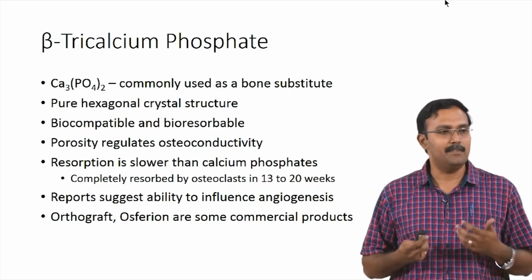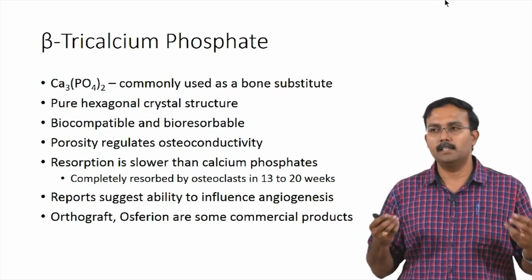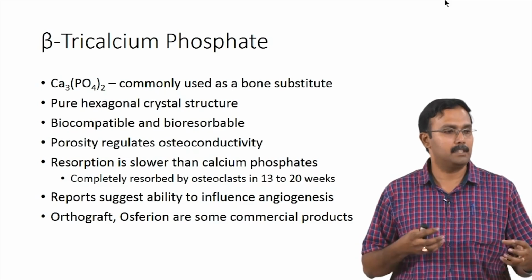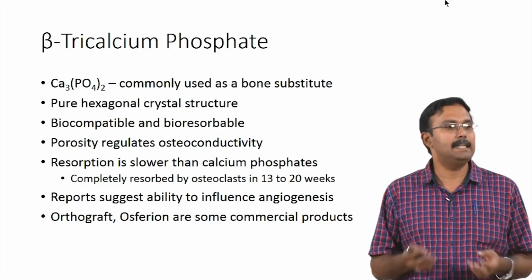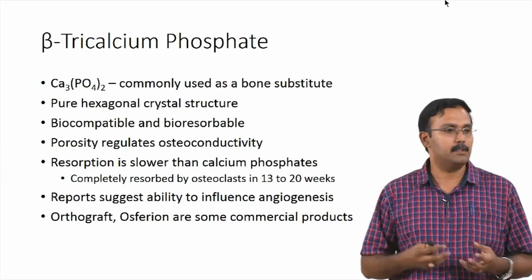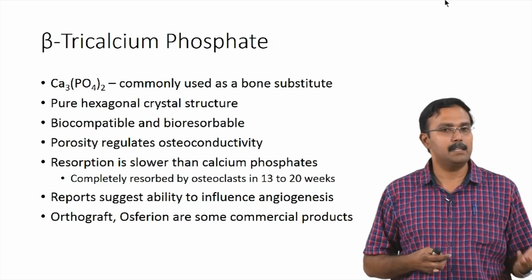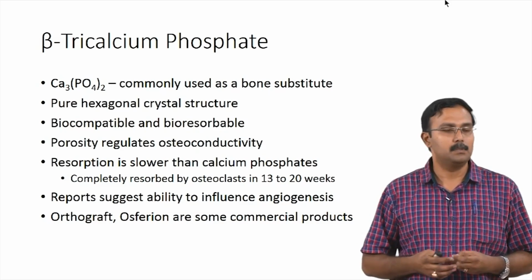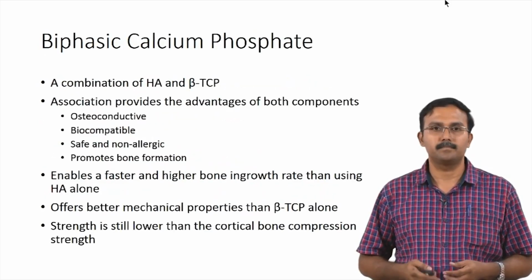Bone is actually a very highly vascular tissue. So, it has a lot of blood vessels, and it is important to create a bone substitute which would have these vascular networks. Beta tricalcium phosphate has indicated that it can influence how the angiogenesis happens. Some of the commercial materials which use beta tricalcium phosphate are Orthograft and Ospherion. These are used for bone replacements and regeneration.